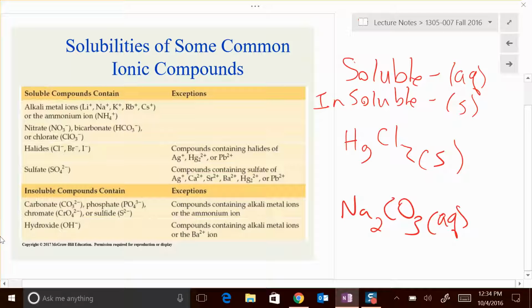All right. So when we left off, we were talking about how to use this chart to predict whether a solid product would form or whether it would not. So whether it is a soluble or insoluble product from a double replacement reaction, a precipitation reaction.